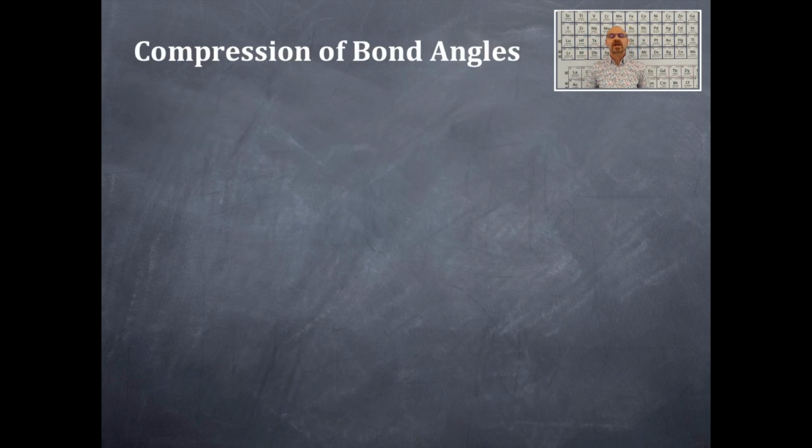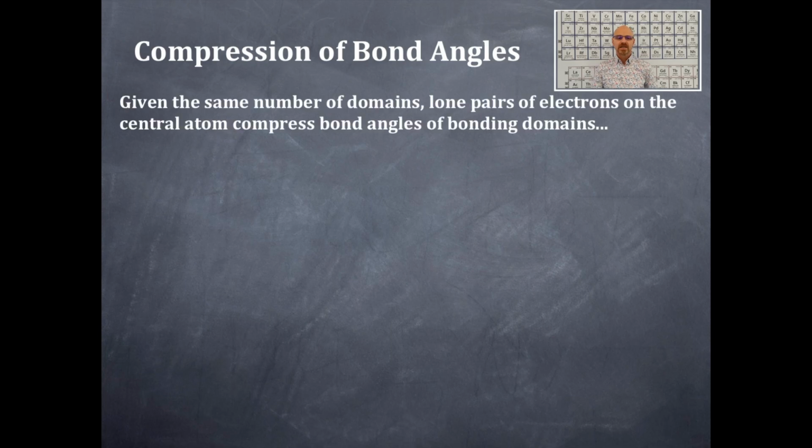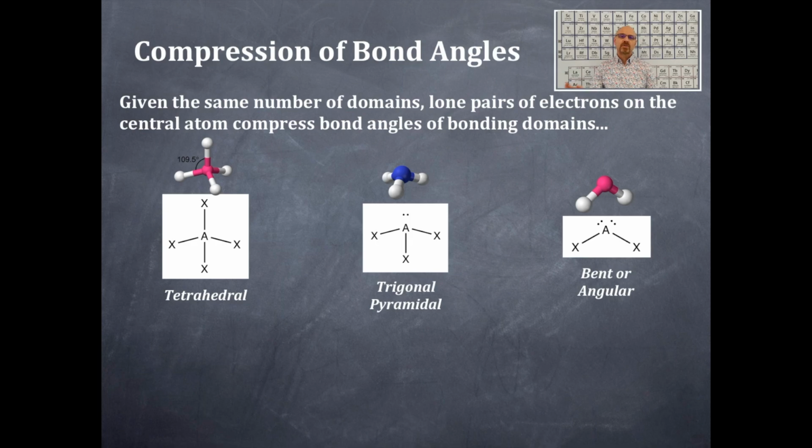So today we're talking about the compression of bond angles. Given the same number of domains, lone pairs of electrons on the central element compress bond angles of bonding domains. So we've got three examples here. The first one is tetrahedral, the second one is trigonal pyramidal, and the third one is angular or bent. All of them have four domains: the tetrahedral is AX4, trigonal pyramidal is AX3E, and angular or bent is AX2E2.